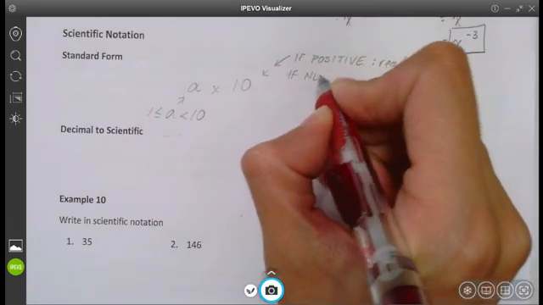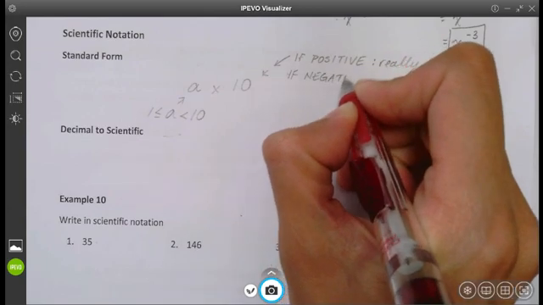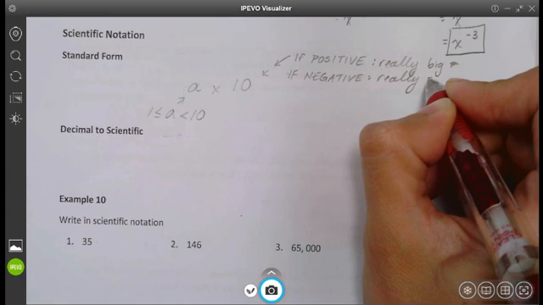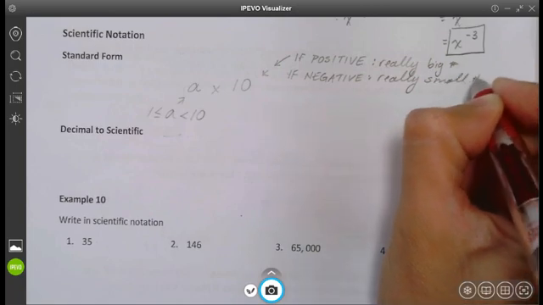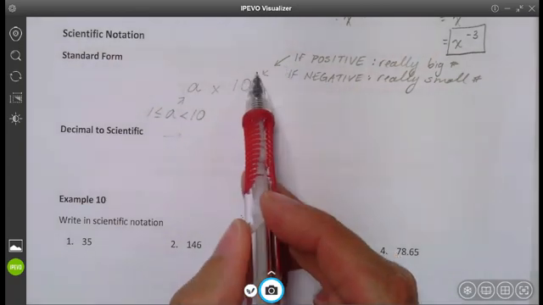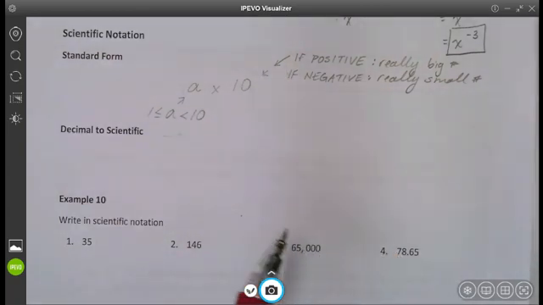If K is negative, then it is a really small number. Okay, so if it's a negative exponent up here, then it's a really, really small number.